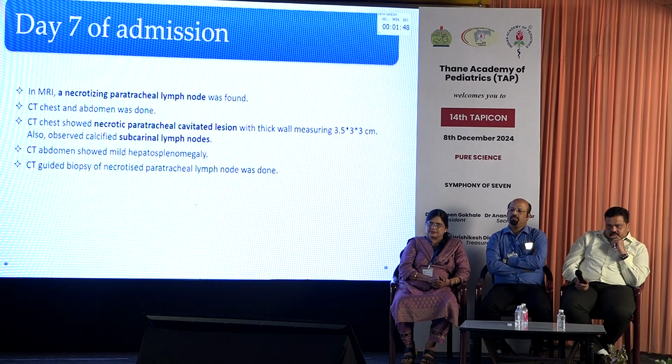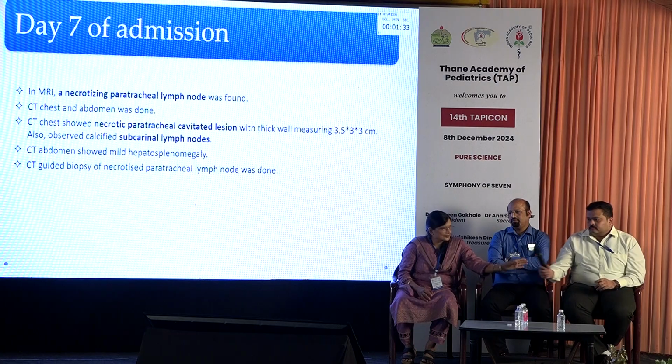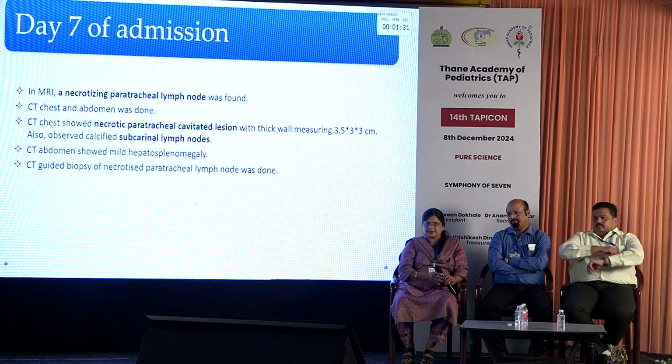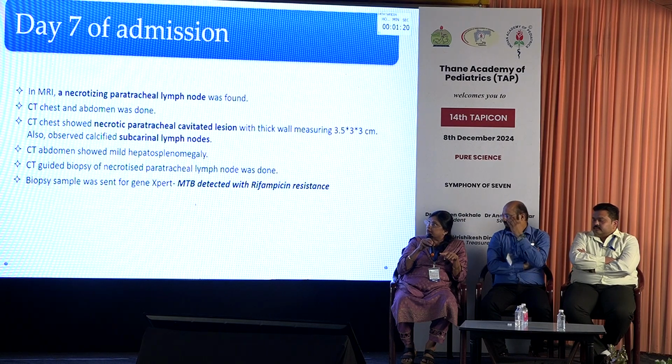CT chest showed a necrotic, cavitated paratracheal lesion with a thick wall measuring 3.5 by 3 by 3 centimeters. Also observed were calcified subcarinal lymph nodes. CT abdomen showed mild hepatosplenomegaly. So we did a CT-guided biopsy of the paratracheal lymph node, which was sent for GeneXpert. This necrotizing paratracheal lymph node was found in the MRI of the brain. Incidentally, we took the lower sections also.